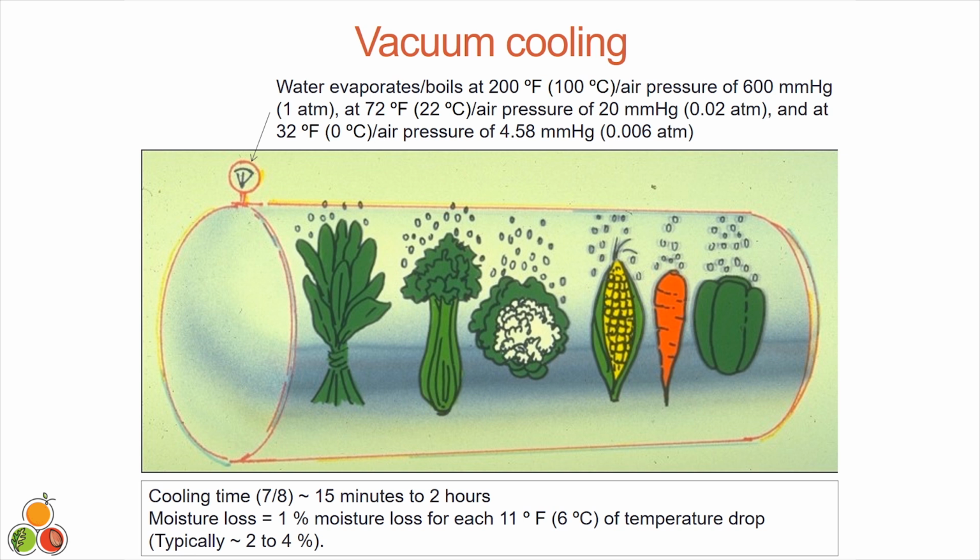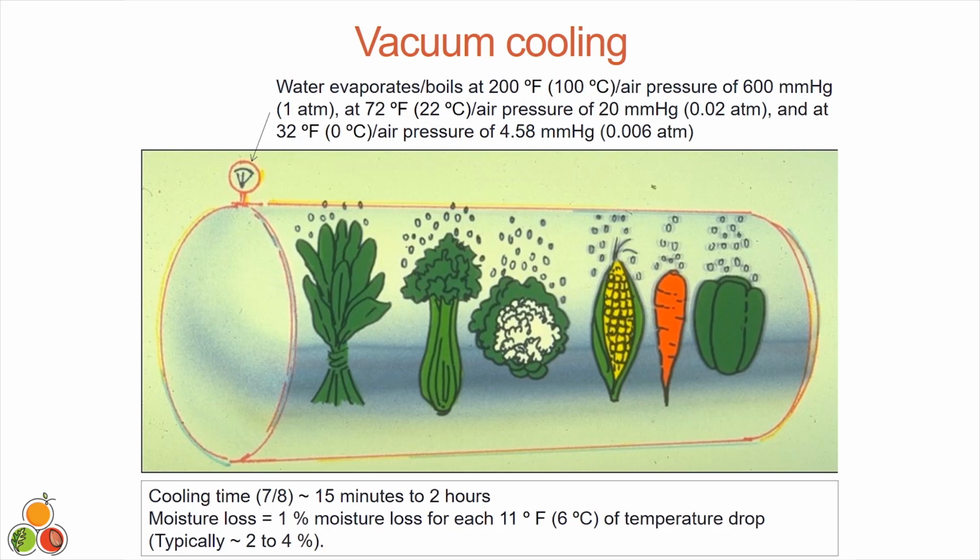Vacuum cooling, this is my favorite of all. We use the concept that if we change the pressure of the product, and therefore by reducing that pressure, the water evaporates at much lower temperatures. So in this case, water evaporates or boils right here at around 100 degrees Celsius, 212 degrees Fahrenheit. But if we lower the pressure to almost perfect vacuum, 0.02 atmospheres, water would evaporate near freezing. So when water evaporates, you get that immediate cooling effect.